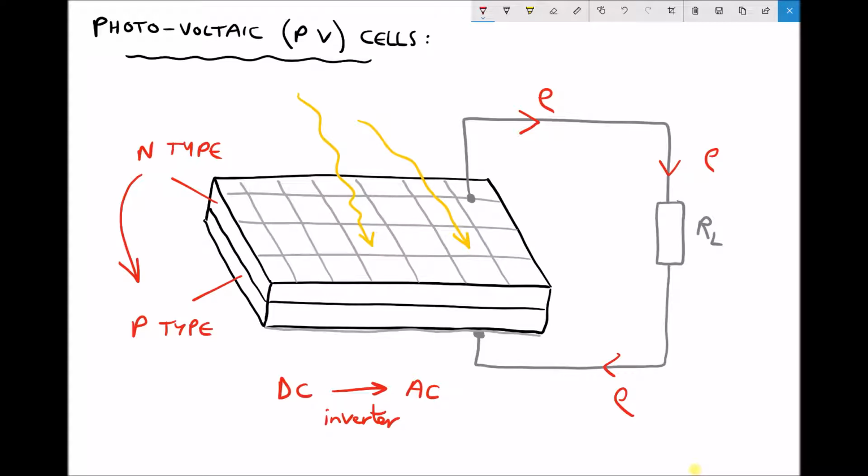So in the next part of the video, we're going to look in a bit more detail at the semiconductor and how the N-type and P-type silicon interacts. And then we're going to look briefly at the role of an inverter and how it can convert DC to AC.